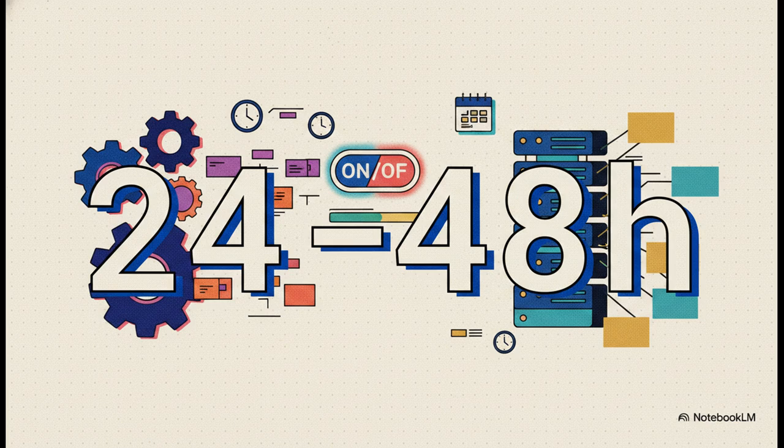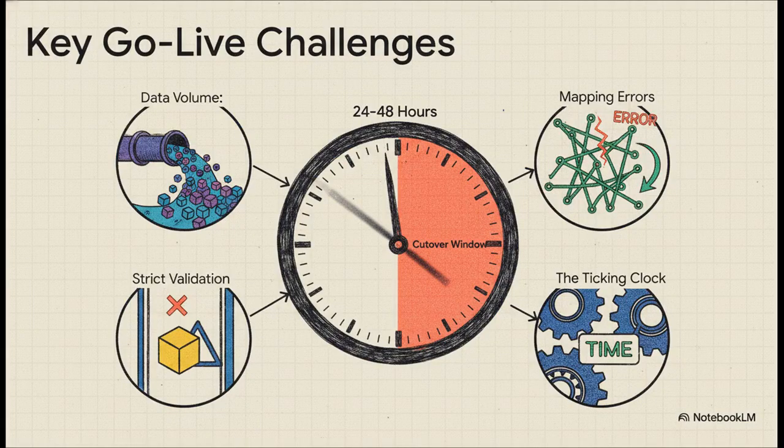In just 24 to 48 hours, the old system is turned off, all of the data has to be moved, and the new system has to be switched on and checked out before everyone walks back in on Monday morning ready to work. And during that tiny little window, you're facing all of these challenges at once. You're trying to move massive amounts of data. A single mistake in your mapping could force you to start all over again. The new system has way stricter rules, so it's rejecting data that was totally fine in the old system. And all of this is happening while that clock is just ticking, ticking, ticking down to Monday morning.